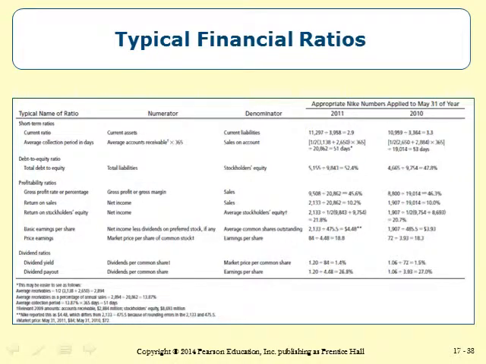And so here we see some typical financial ratios, and we are given the calculation. So if we look at short-term ratios, we're looking at a current ratio, which is current assets divided by current liabilities. If we look at something like average collection period in days, we look at average accounts receivable times 365 divided by sales on account. If we look at debt-to-equity ratios, we look at total debt to equity, which is total liabilities divided by stockholders' equity.